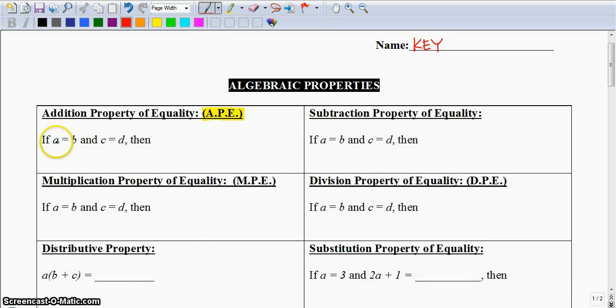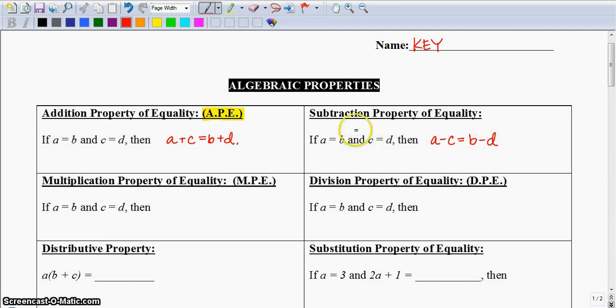And it states that if A equals B and C equals D, then you can add the same value to both sides of an equation and it should remain balanced. So A plus C equals B plus D. Next property is the subtraction property of equality, which lets you subtract the same quantity from both sides of the equation.